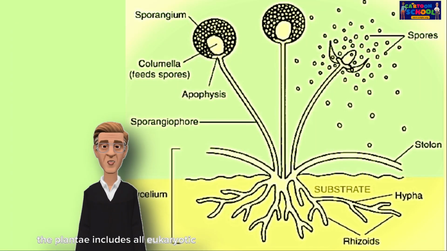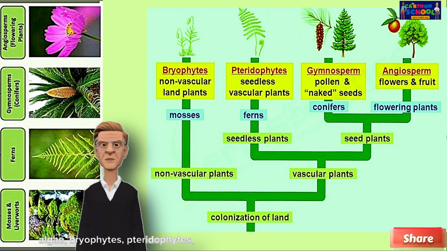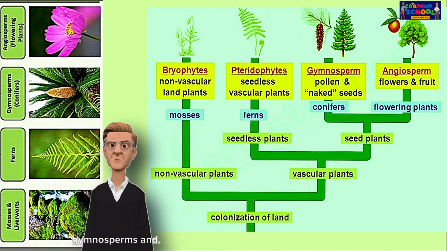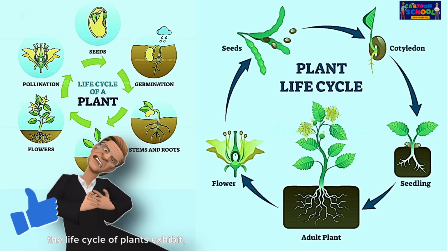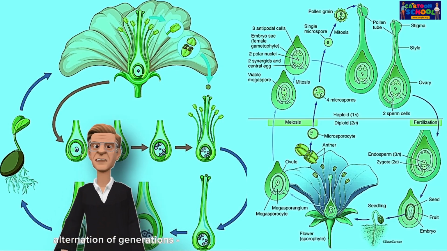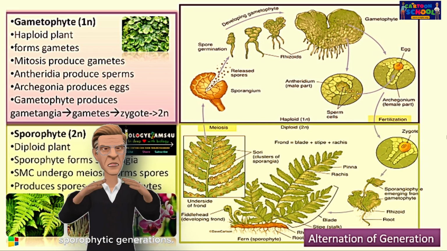The Plantae includes all eukaryotic chlorophyll-containing organisms. Algae, bryophytes, pteridophytes, gymnosperms and angiosperms are included in this group. The life cycle of plants exhibits alternation of generations, gametophytic and sporophytic generations.